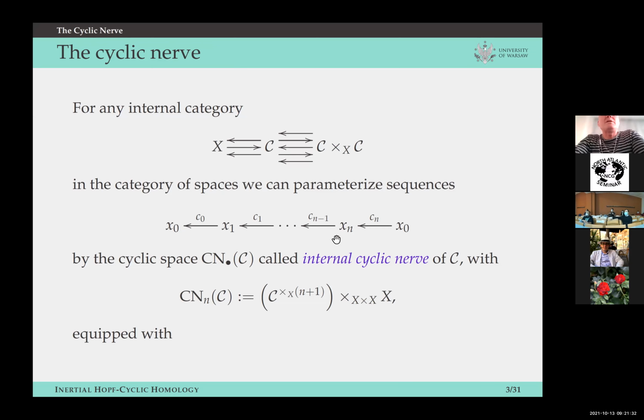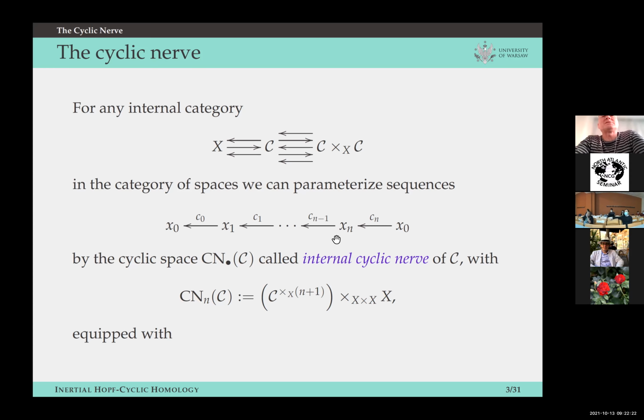Okay, so the main fundamental object in this talk is the cyclic nerve. Having any internal category depicted here by this diagram with lots of arrows, when this diagram is meant in the category of topological spaces or some other kinds of spaces. Sorry, Tomek, could you remind me, please, what you mean by internal category? So we have to fix some category, like the category of spaces. In this category, you can consider diagrams, and there are some diagrams which in the category of sets or large sets define categories.